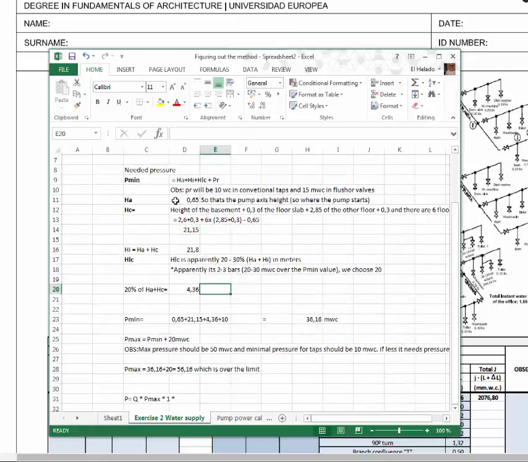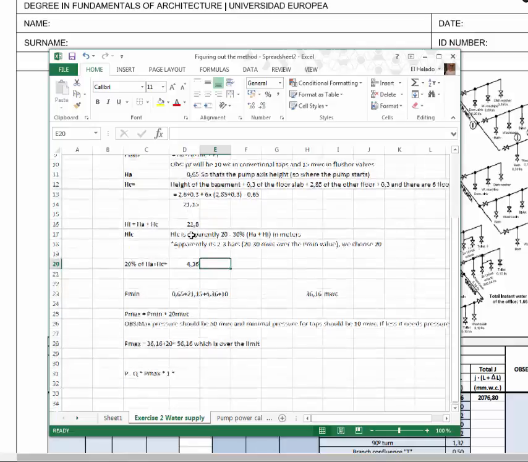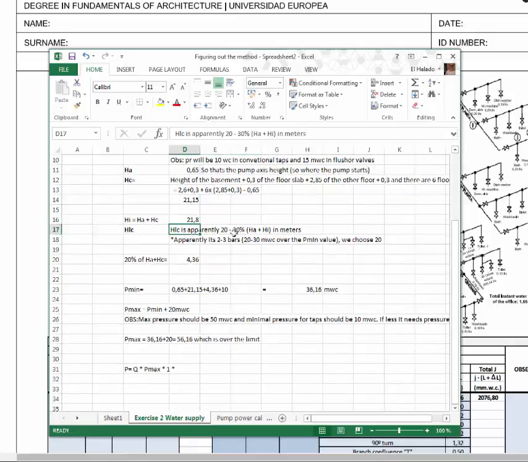And if you add 0.65 plus 21.15, that's 21.8, and apparently you start out with between 20 and 30 water column things, and then you remove 30% of this value. So, or actually 20%, I guess. I don't know. Yeah, actually 20%. Or it says 30%. Okay.